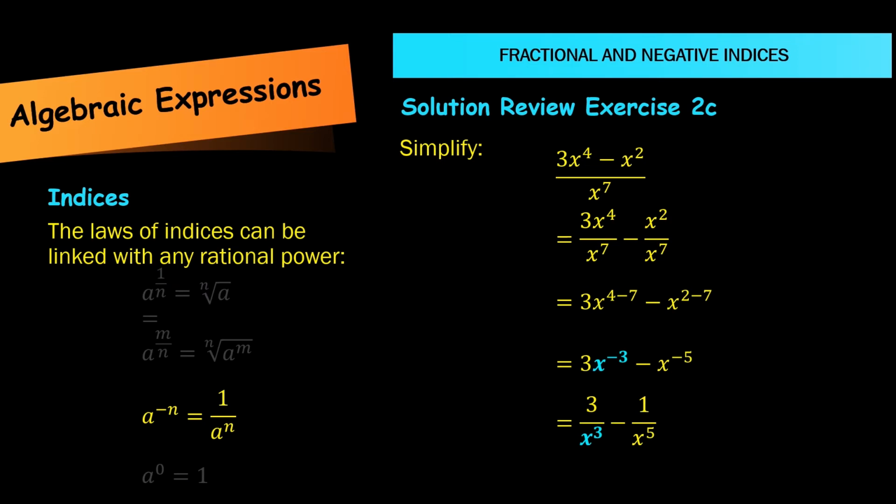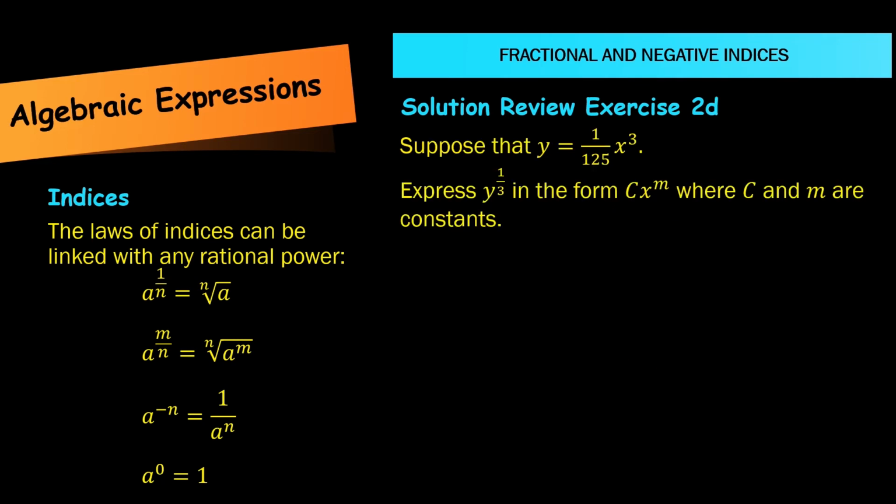And finally, we can express this as 3 over x cubed minus 1 over x to the 5, as shown. And now for exercise 2d. Suppose that y equals 1 over 125 x cubed. Express y to the 1/3 in the form cx to the power m, where c and m are constants.